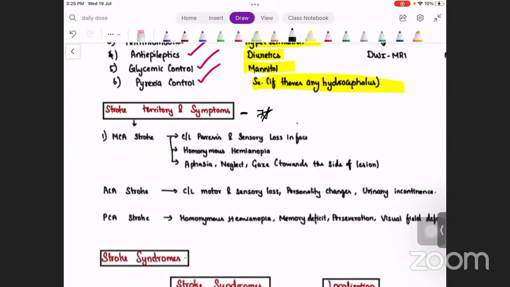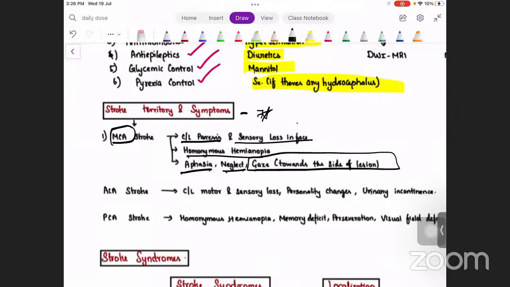As I said, you have the MCA. If the artery is the middle cerebral artery, then the patient may come with contralateral paralysis and sensory loss in the face. Apart from that, the patient may have homonymous hemianopia, people. The patient will be aphasic, neglect will be there, and gaze towards the side of the lesion will be there. All of these are associated with the MCA territory.